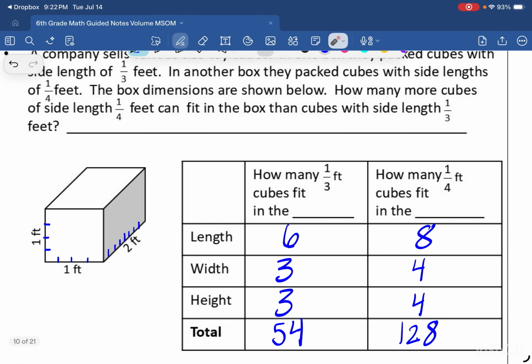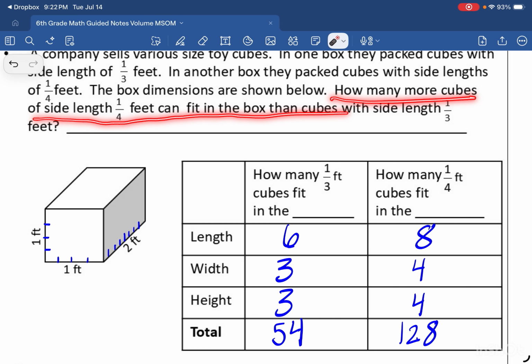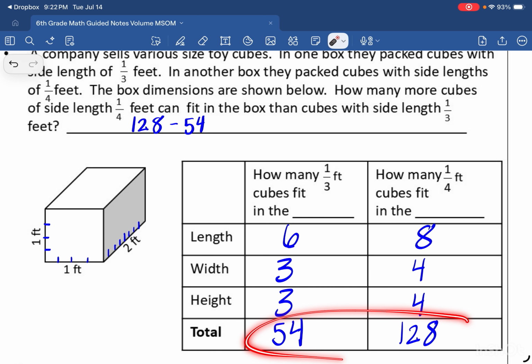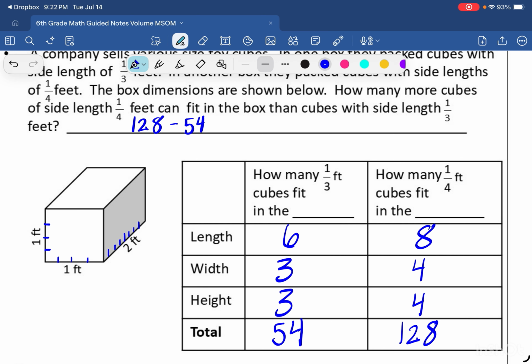So going back up here to answer the question, how many more cubes of side length 1/4 foot can fit in the box than cubes with side length 1/3 foot? Let's subtract. We have 128 minus 54, and those are coming from right here, and that gives us 74 cubes.